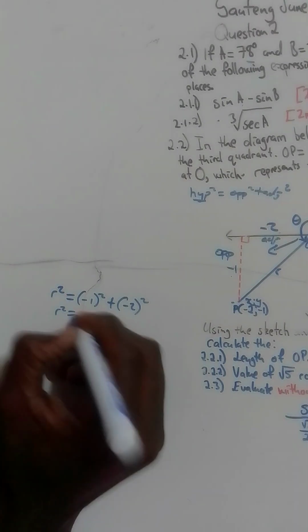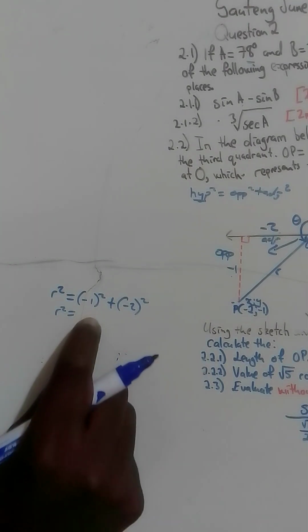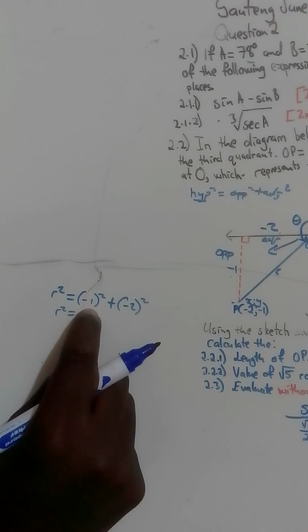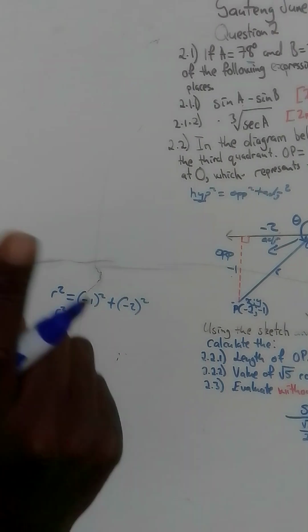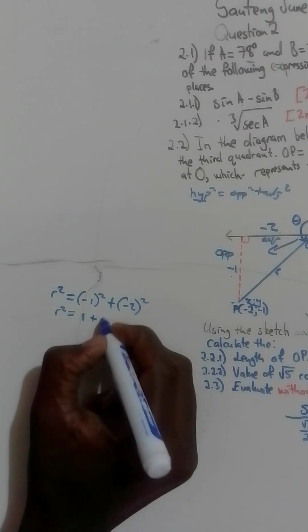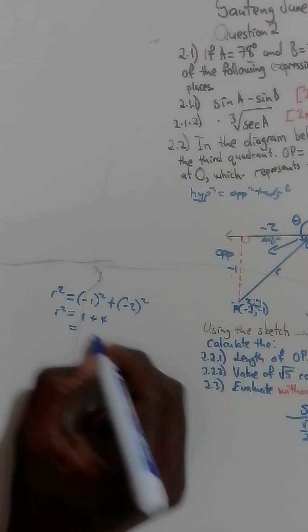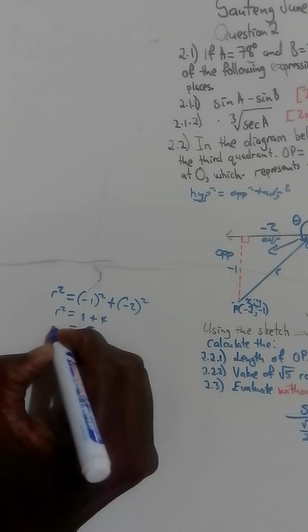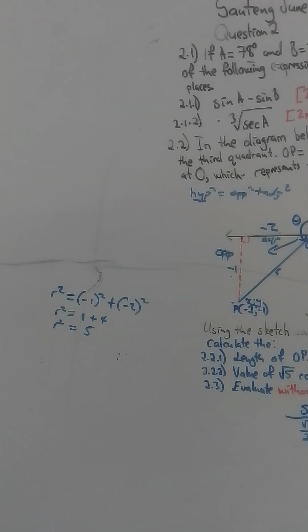R squared is equal to (-1) squared, and please place the -1 inside brackets so that you get the correct value. It gives you 1 plus (-2) squared, which also gives you 4. All right, now 1 plus 4 is equal to 5. So we've got r squared equals 5.